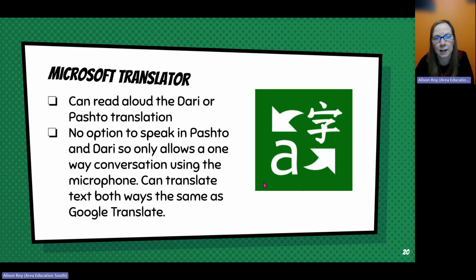But just to mention that, if you're working with pupils where they don't have the read aloud option in their language, try the Microsoft Translator on their Chromebooks and see if it's offered there.